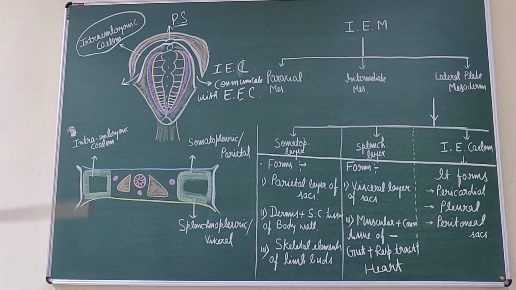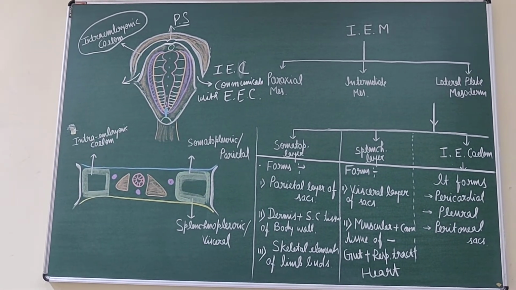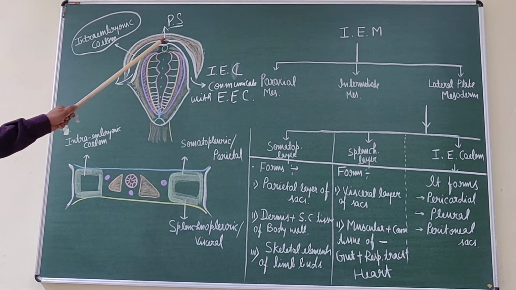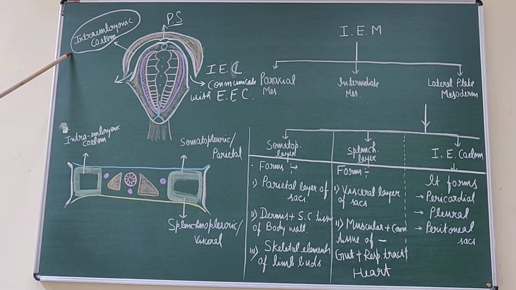So there is a formation of an inverted U-shaped cavity. This inverted U-shaped cavity is known as the intraembryonic coelom.